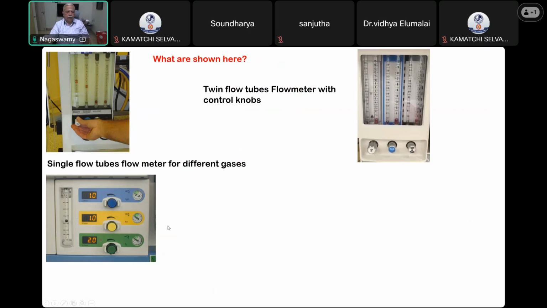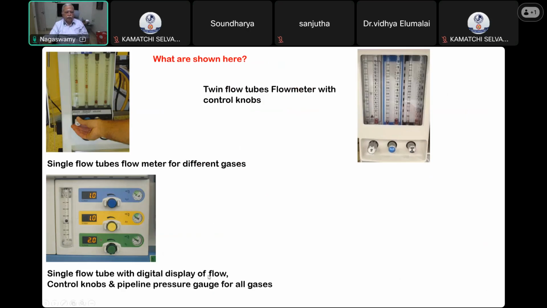And what are you seeing here? Digital flow meters of oxygen and nitrous oxide. It's only a single flow tube, isn't it? Yes. The first thing you have to see is there's a single flow tube, but all the 3 gases are digitally displayed with also the pressure gauge being shown here. They are all showing the pipeline pressure. There is a control knob. There is a digital display of the flow meter. So this is a single flow tube with a digital display of flow, control knobs, pipeline pressure gauge for all gases shown in the display panel.